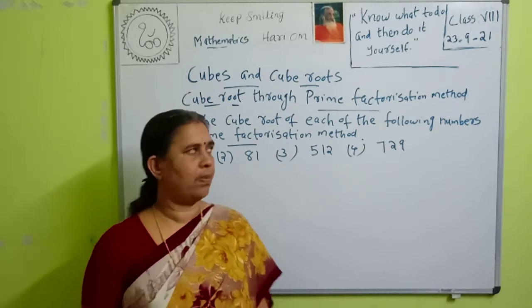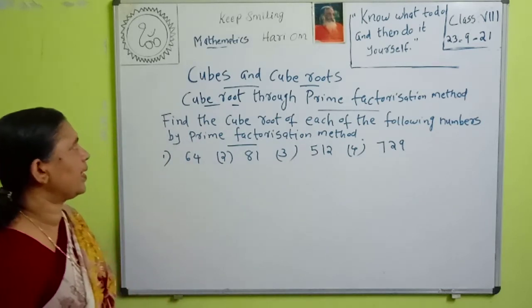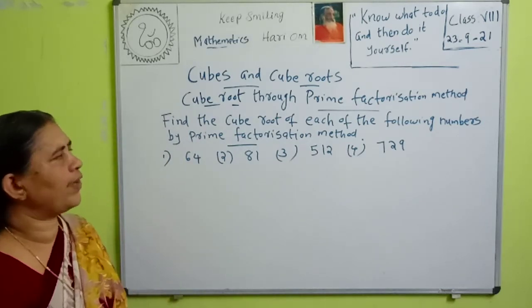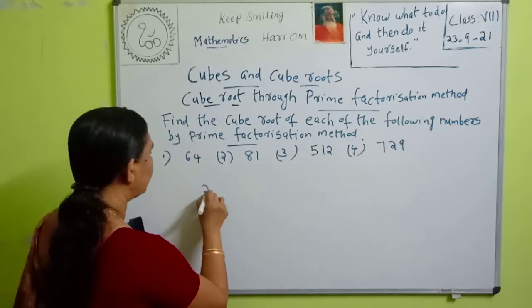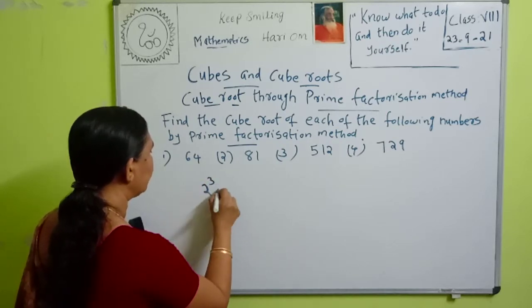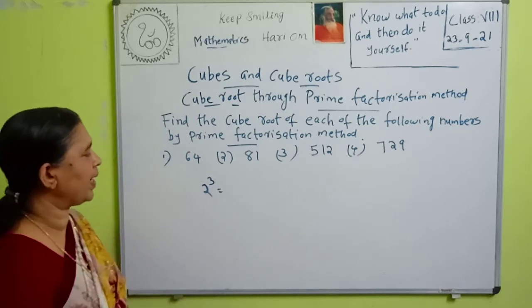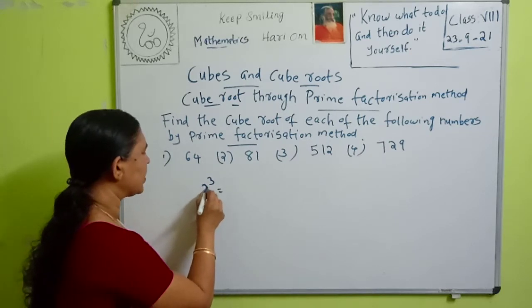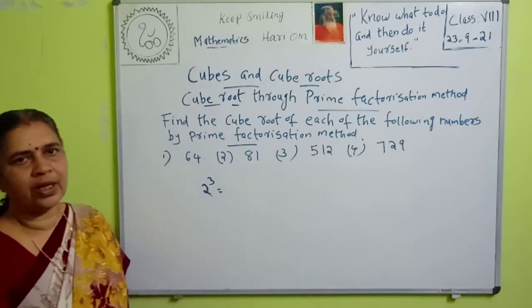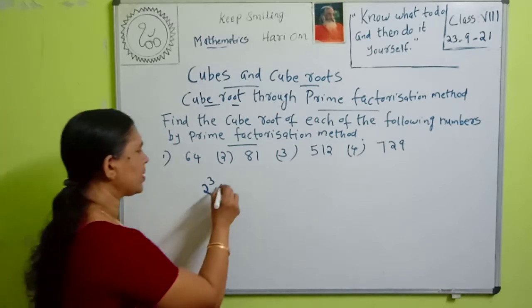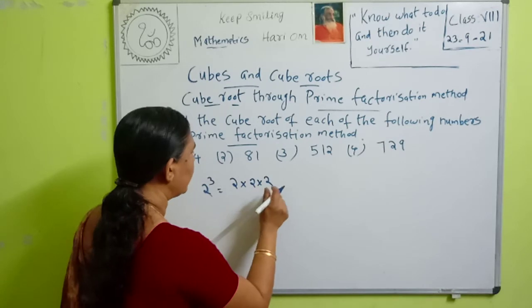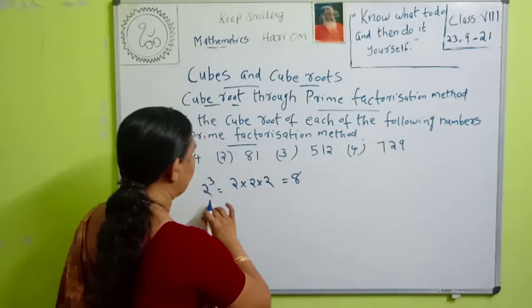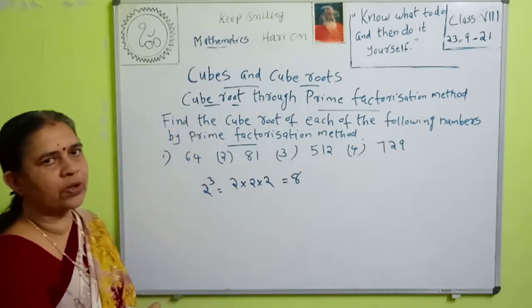Okay. Then yesterday we studied how to find the cube of a number. What is the cube of 2? What do you do to find the cube of a number? Here we multiply 2 how many times? 2 into 2 into 2. That is 2 into 2 is 4, 4 into 2 is 8. Then what is 2 cube? 2 cube is equal to 8.